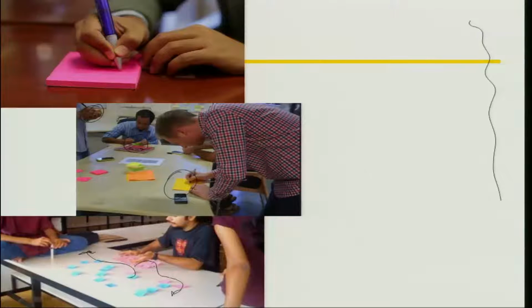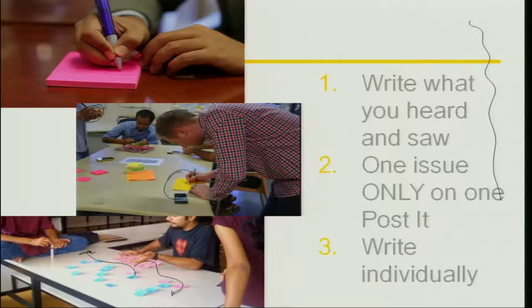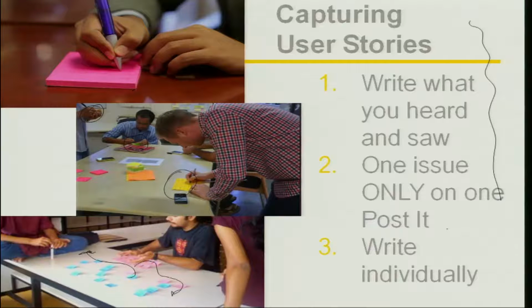So that natural forming of groups is easily done with post-it notes. So this is what you do. Write what you heard and saw, only one issue on one post-it, and write individually. If you're working in a team, do it individually. No discussions. Everyone write their thoughts on the post-it. Time for discussion is later, right?